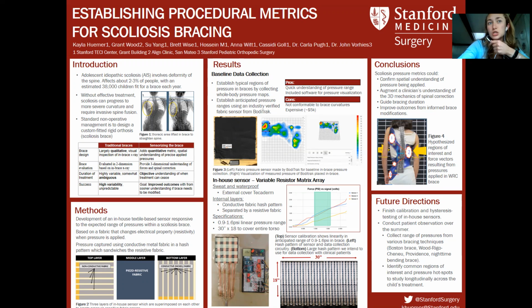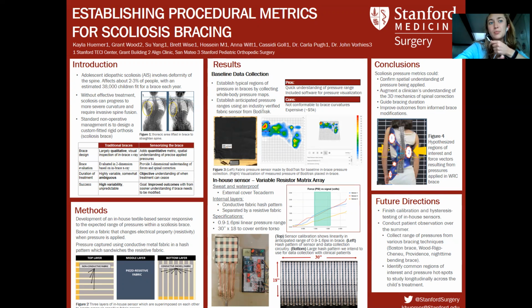In addition, with current traditional bracing, the duration of bracing is highly variable, sometimes ambiguous, how long the patient needs to wear the brace or for how many years. But we believe that by bringing an objective understanding, we could begin to know how long the patient needs to be braced and at what point it would become unnecessary. And in addition, we believe that we could improve the success of these braces. So improve outcomes from any of these metrics that I have described here that could hopefully improve the success of getting these patients' spines corrected.